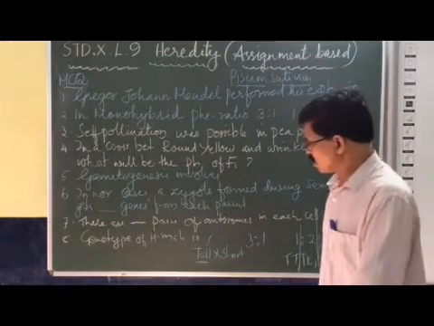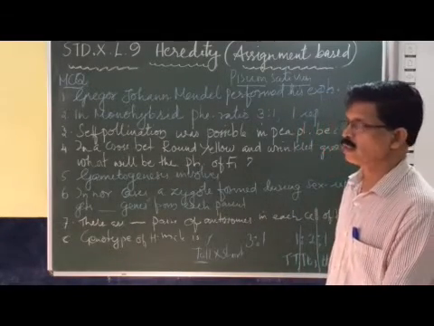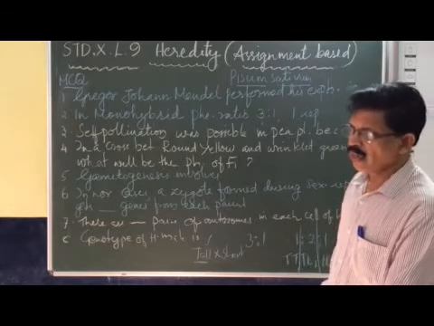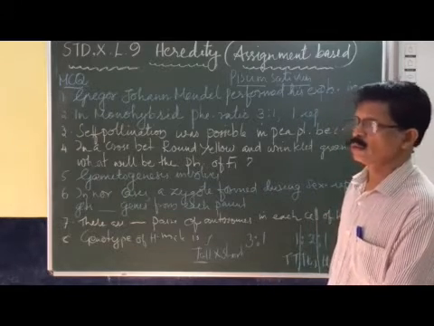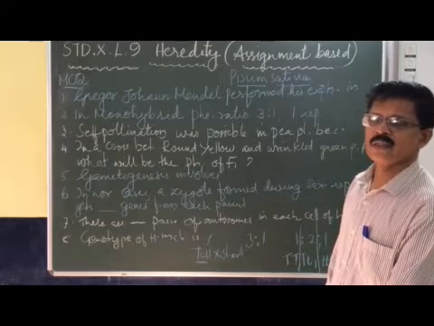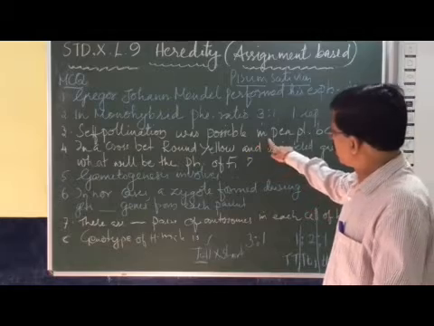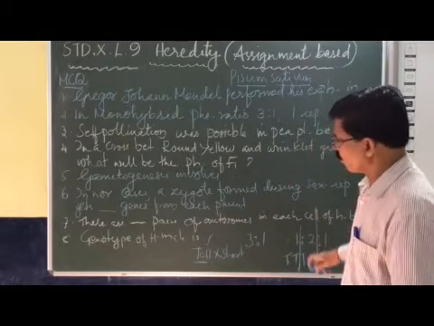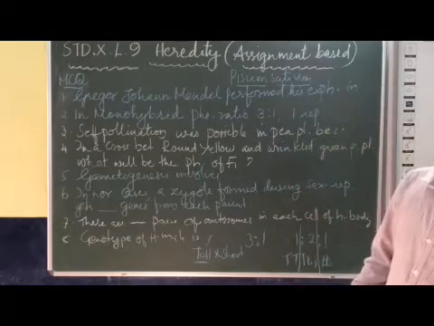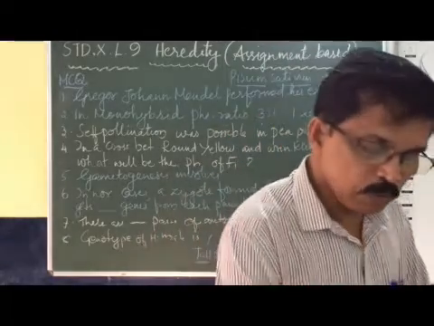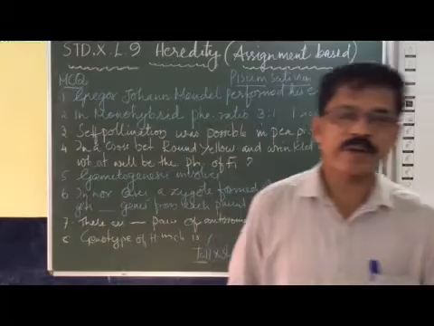The word monoecious, M-O-N-O-E-C-I-O-U-S. Monoecious means a single plant with both male and female sex organs. You got this idea? So, self-pollination was possible in pea plants because the pea plants were bisexual. They have bisexual flowers. Bisexual flowers means a flower having both the sex organs in the same flower.